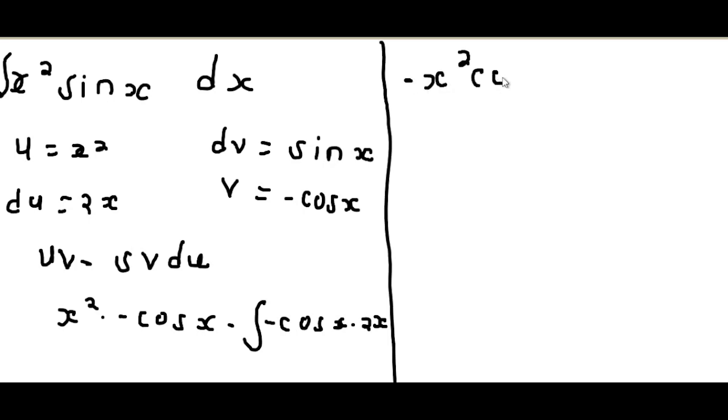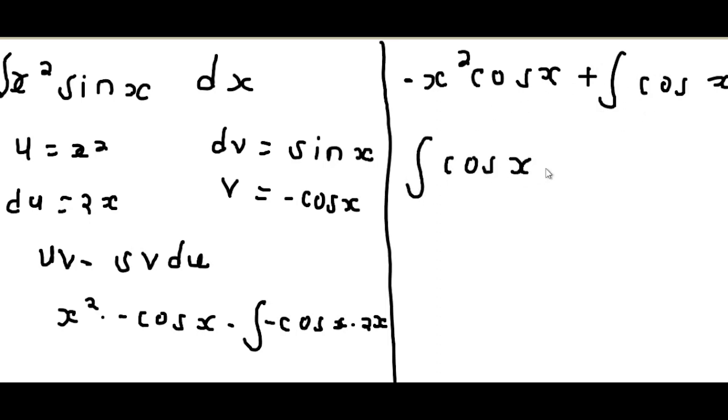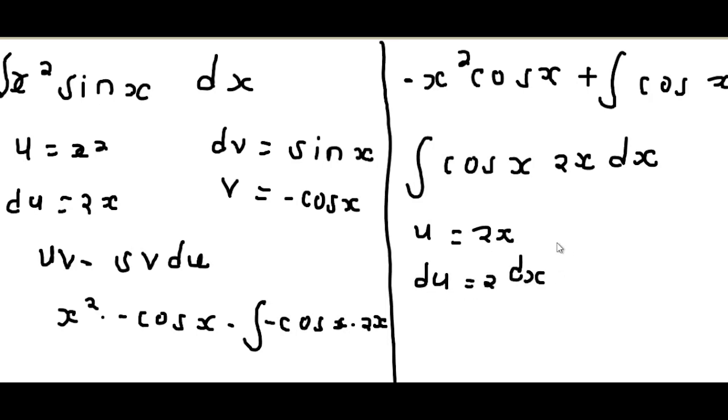negative x squared cos x plus the integral of cos x 2x dx. So we start by integrating this part, cos x 2x dx. So our u here will be 2x, our du will be 2 dx, our dv will be cos x, and our v will be sine x.